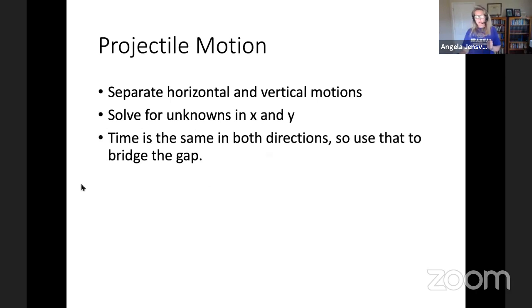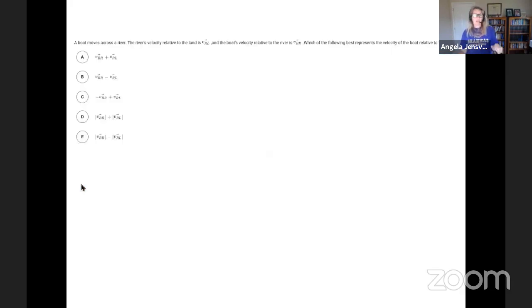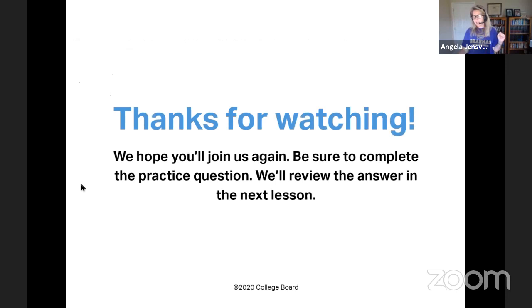In terms of projectile motion, make sure you separate out the horizontal and the vertical, solve for the unknowns in x, solve for the unknowns in y. Time is the same for both directions, so use that information to bridge the gap between the two. I'm going to leave you this question, which is a review of relative velocity that we did last time when we were together. So take a screenshot, do it for homework, and thanks for watching.